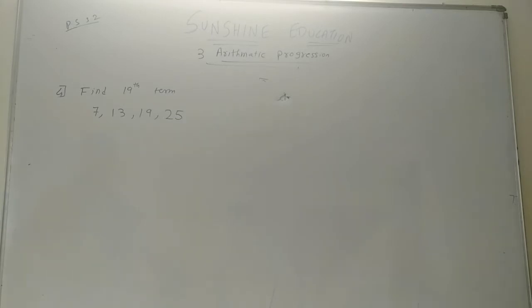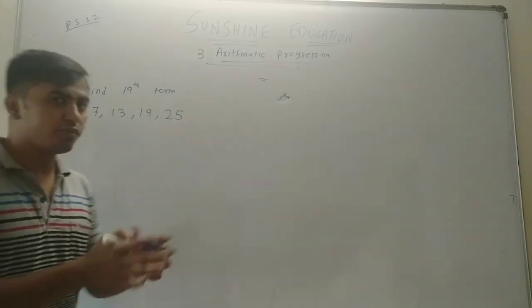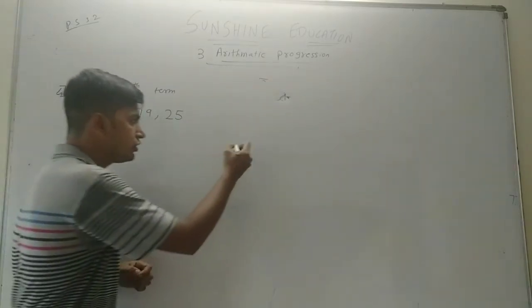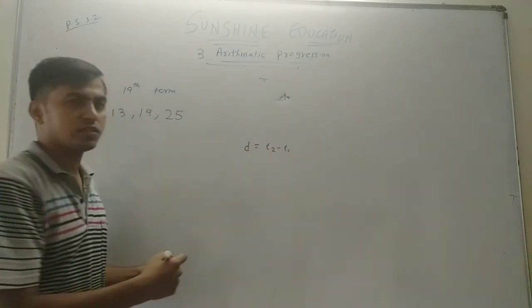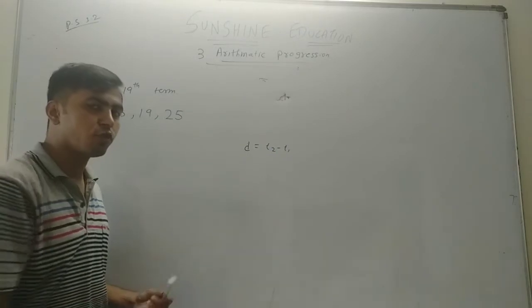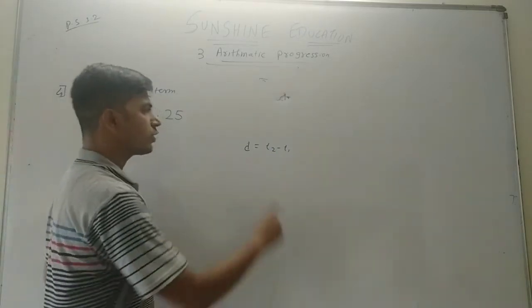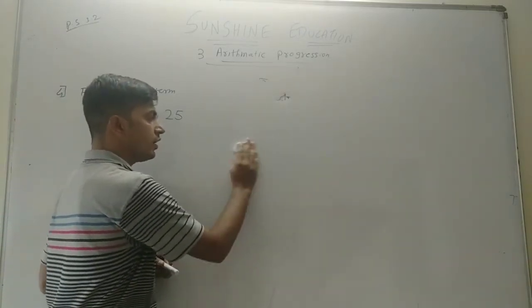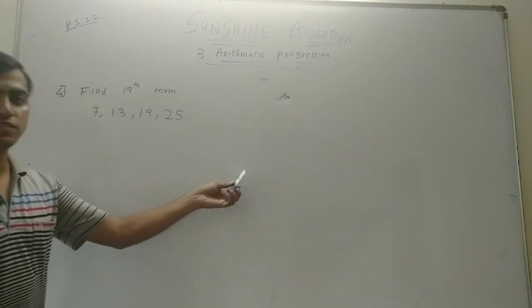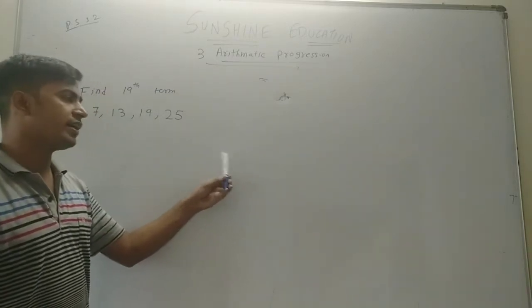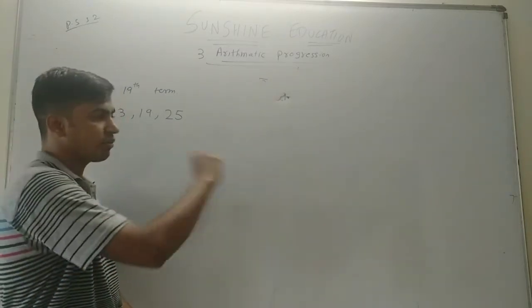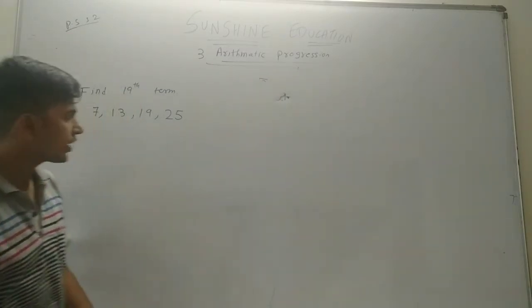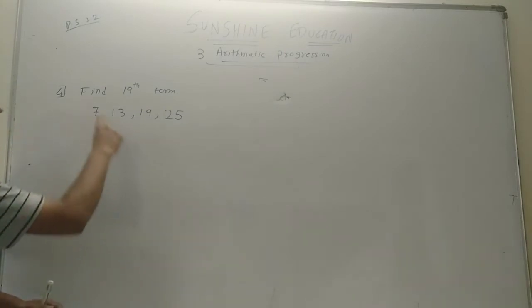In the first exercise we have seen how we can find out whether a sequence is an arithmetic progression. We just need to find the difference using T2 minus T1, T3 minus T2, T4 minus T3. If the difference is constant, we can say that the given sequence is in arithmetic progression.